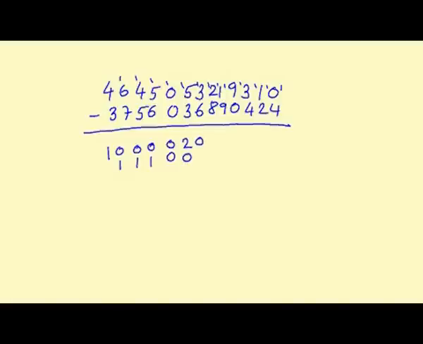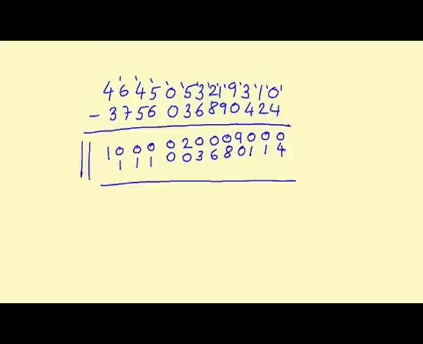so 2, 3 minus 6 complex, 0 3, 2 minus 8 complex, 0 6, 1 minus 9 complex, 0 8, 9 minus 0 is simple, so 9, 3 minus 4 is complex, so 0 1, 1 minus 2 is complex, so 0 1, and 0 minus 4 is complex, so 0 and 4.